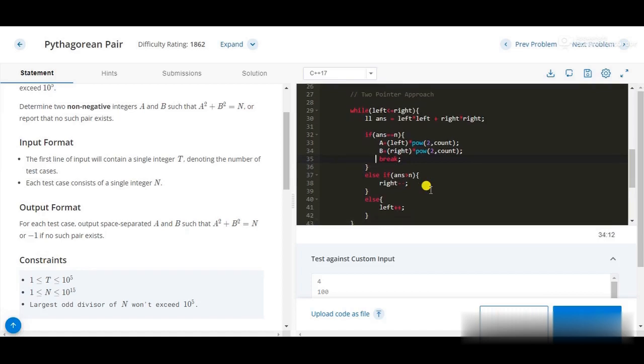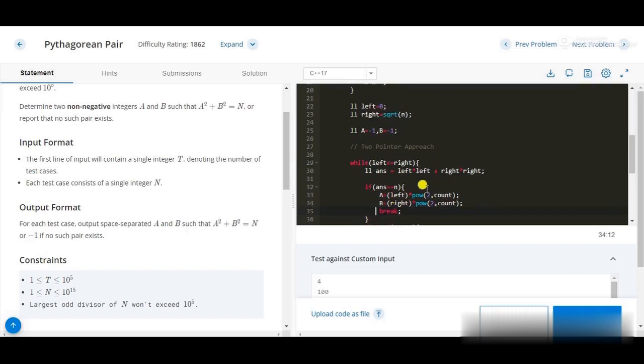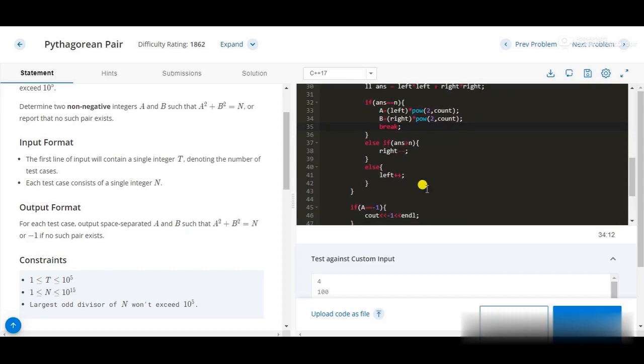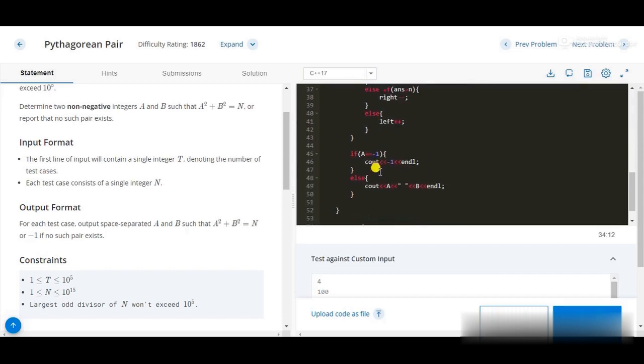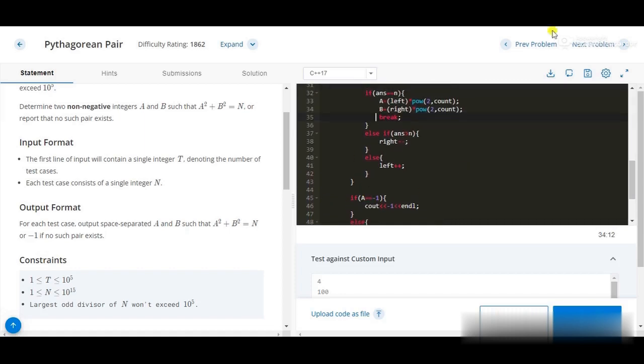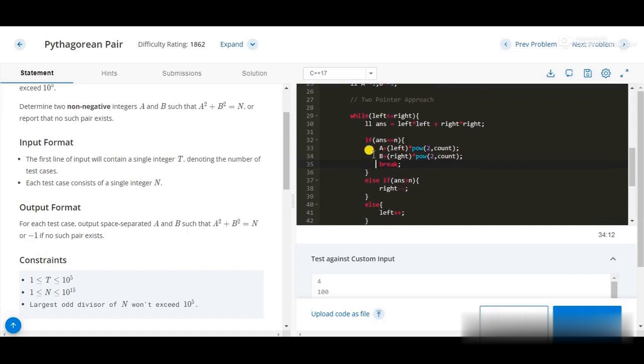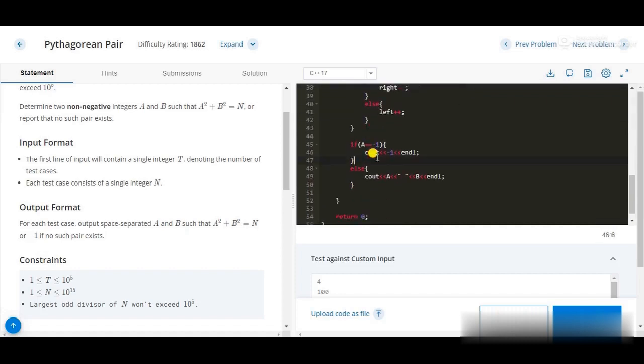If the answer variable is greater than n, we decrement the largest pointer, meaning the right pointer. Otherwise, if the number is smaller than n, we simply increment the starting pointer. And at last we check whether we got a and b or not. After performing two pointer, if we do not get any value, the a value is still -1, so we will simply print -1. If we got the pair, then we simply print a and b.